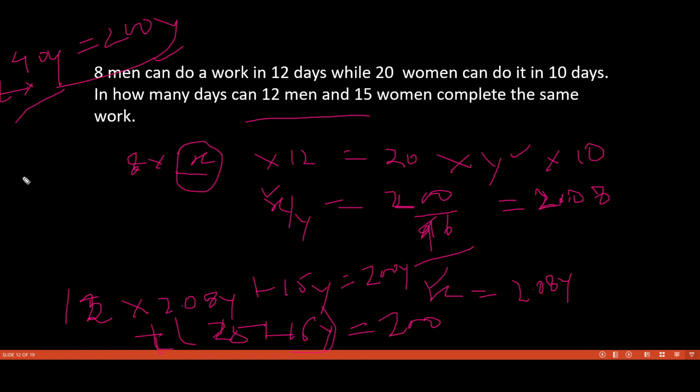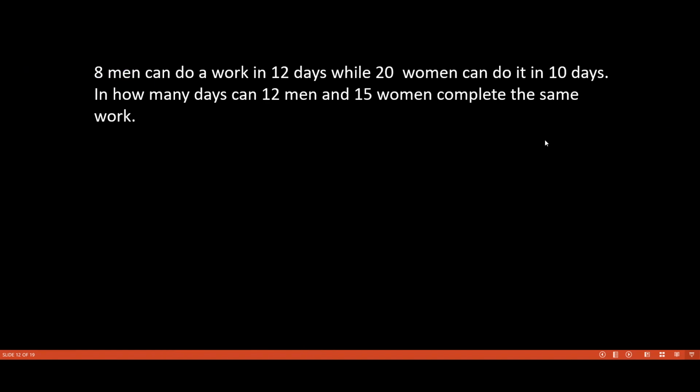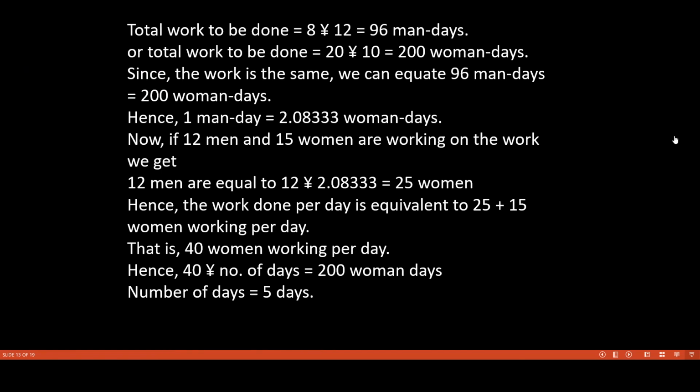All right, so from here we get that 5 days are required to complete the work by 12 men and 15 women. So this is how we do this type of question. You just have to equate the efficiencies of the men and women. You can see the solution here also. It is done in the form of man days. So the number of days we get is equal to 5 days. This is how we can do these types of questions.